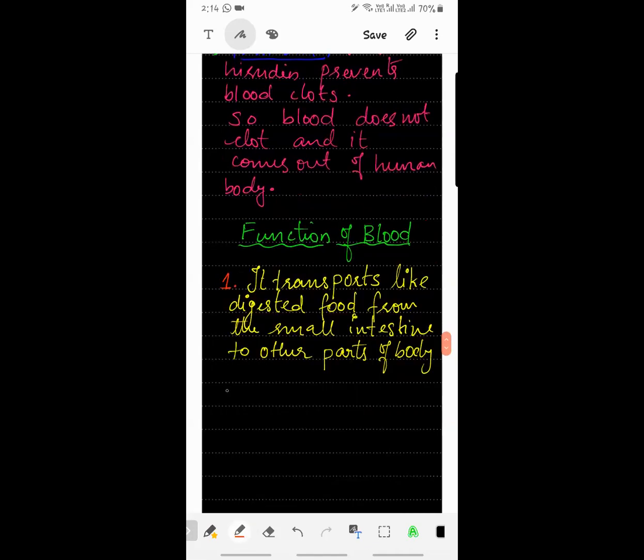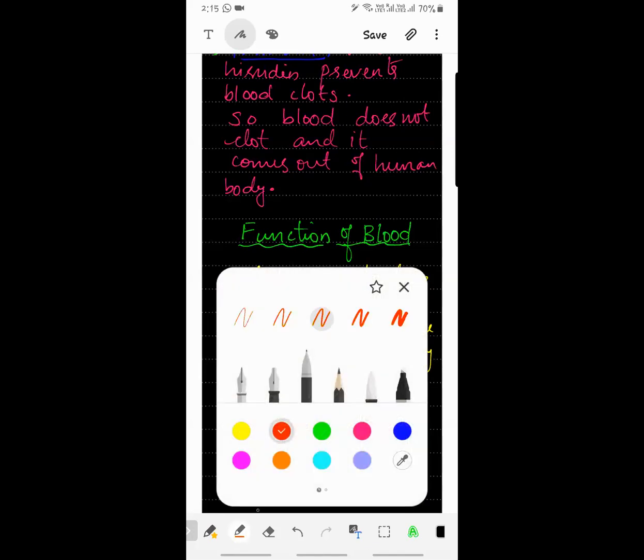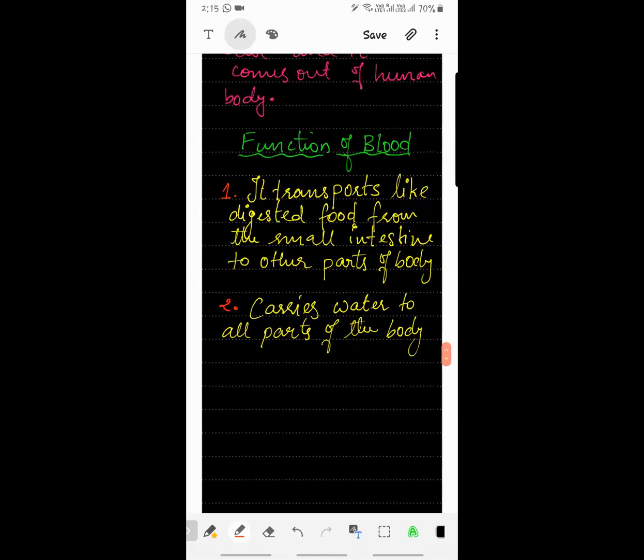See the first function, second function. Carries water to parts of the body. Third function.